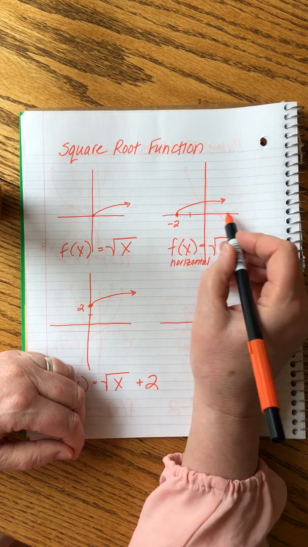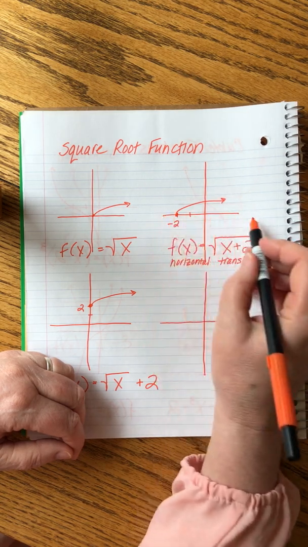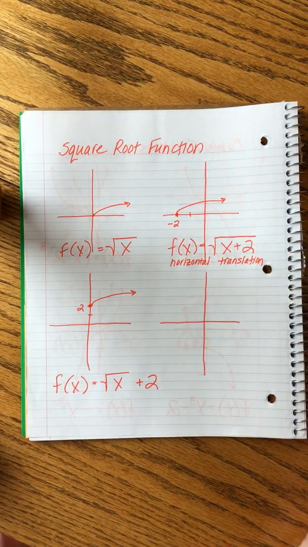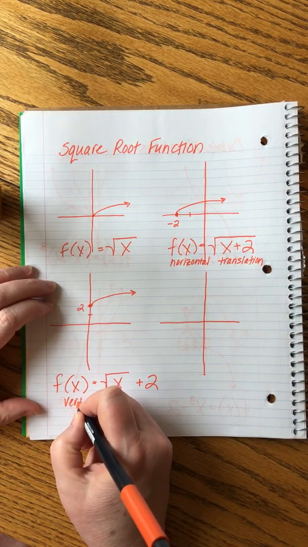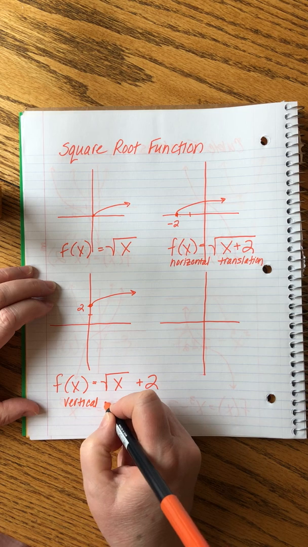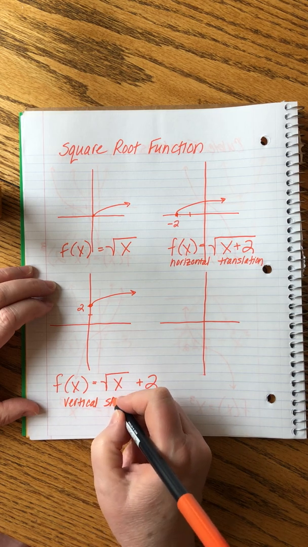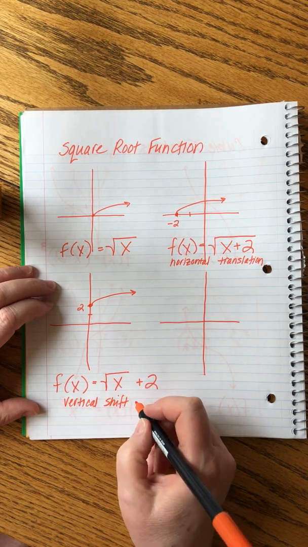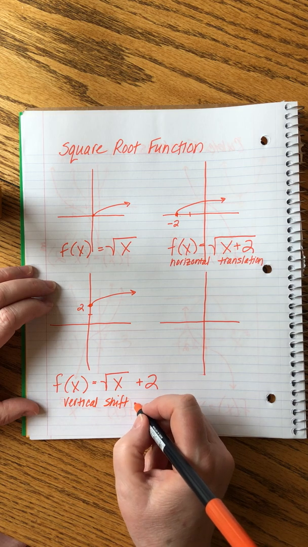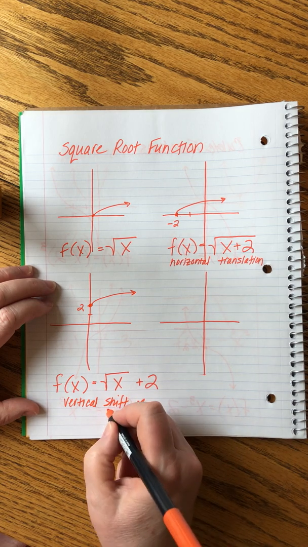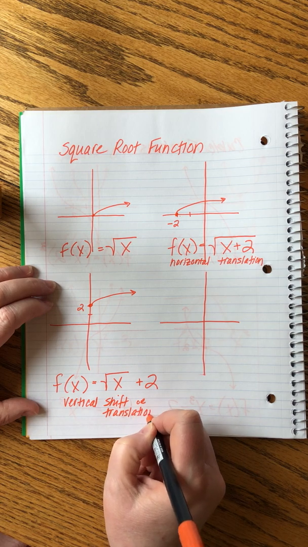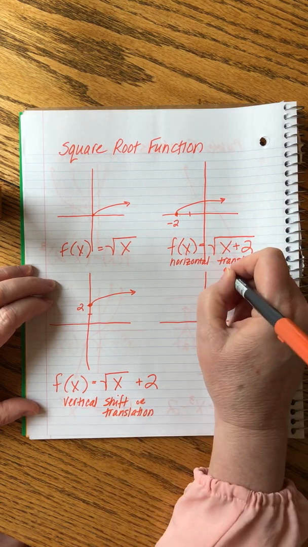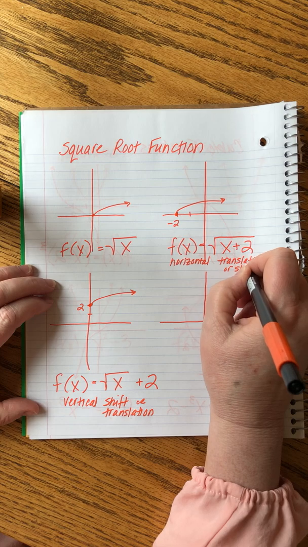Because we're moving it along the horizon, if you will, the horizontal line. This is called a vertical shift. Vertical means up and down. Also shift or translation. You can use either word.